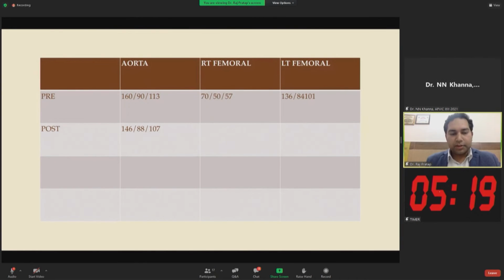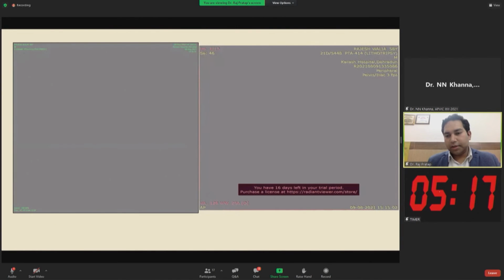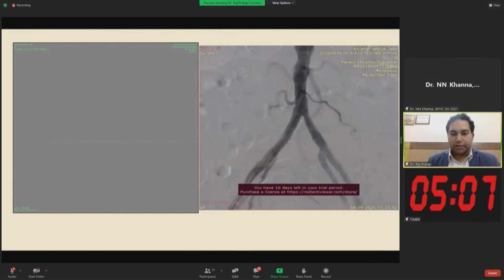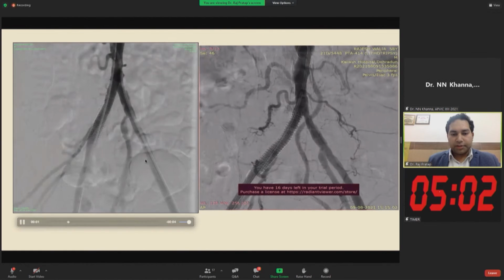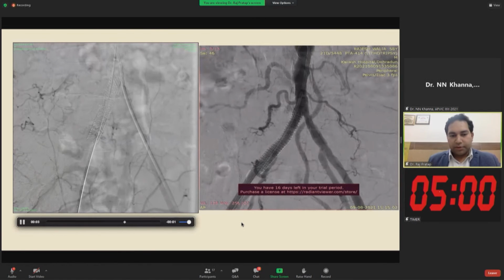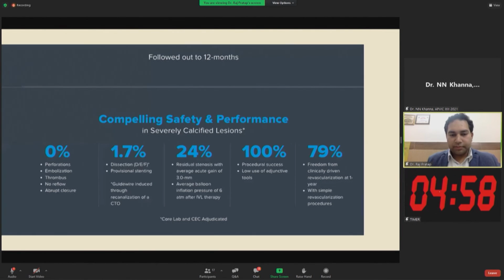Initially, there was a difference of around 50 mmHg in the mean pressures between the aorta and the right side, and around 20 between the aorta and the left femoral. But post procedure, there was equalization of the aortic and the femoral mean pressures. So we could receive this wonderful result, all thanks to the shockwave.